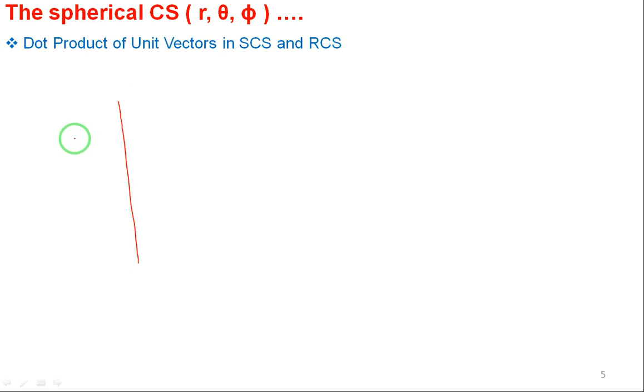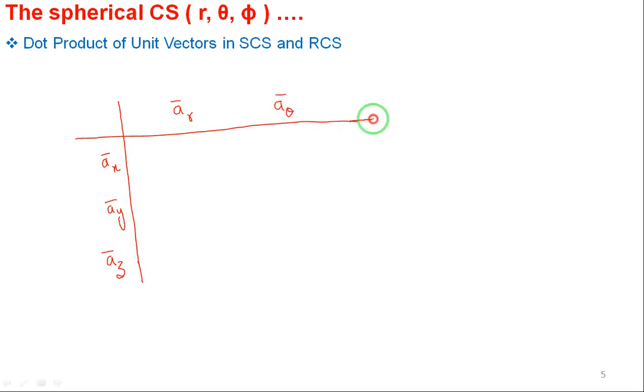how we have taken the table, how we have drawn the table for Cartesian and cylindrical. I will draw the same diagram here. Vertically I will take AX, AY and AZ. Then horizontally I will take the unit vectors in spherical coordinate system. So I will take AR, then leave some wide space, A theta, then similarly A phi.